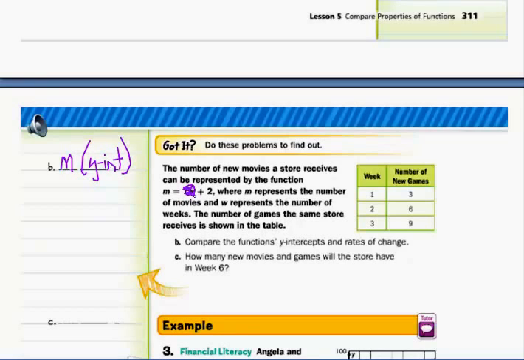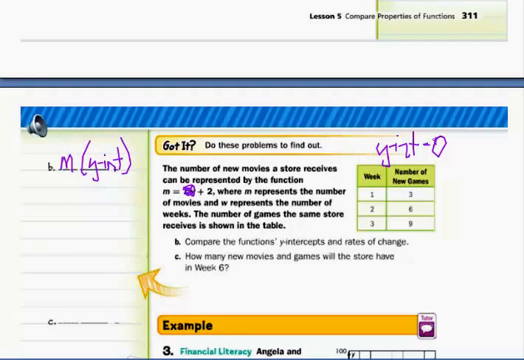This one is more of a direct variation. So we've got that the y-intercept is 0. The y-intercept over here is 0. So after 0 weeks, you're not getting any games. So the y-intercept is 0.